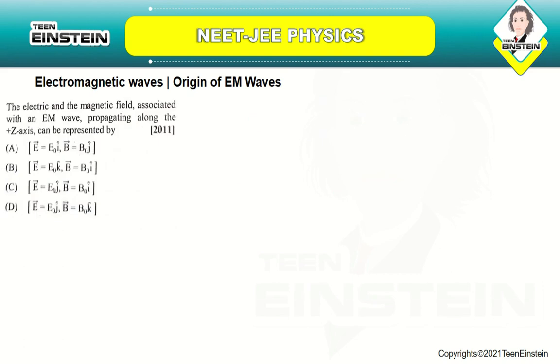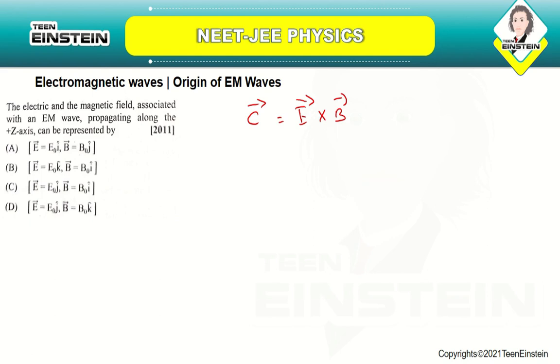The electric and magnetic field associated with an electromagnetic wave propagating along the z-axis can be represented by. So here electric and magnetic fields associated with an electromagnetic wave are always perpendicular to each other. Also the velocity of the electromagnetic wave is given by c = E cross B. So as c is along z axis, E and B are along plus x and plus y axis respectively.